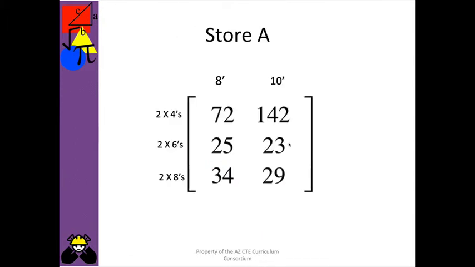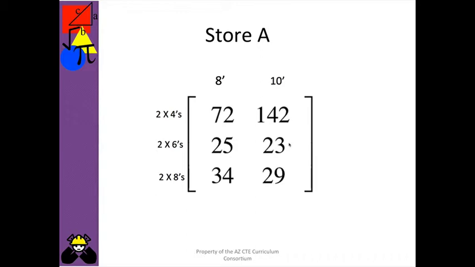Here's what I got for store A. Notice, because this is real life, you need to label your rows and your columns. So I have 2x4s, 2x6s, and 2x8s. The columns are 8 feet long and 10 feet long. Now remember, you could interchange them. You could have had 2 rows, 8 feet and 10 feet, and the columns being 2x4, 2x6, and 2x8. But this is the way I chose to do it.